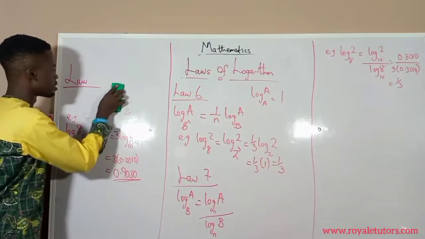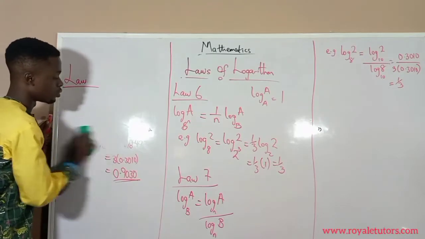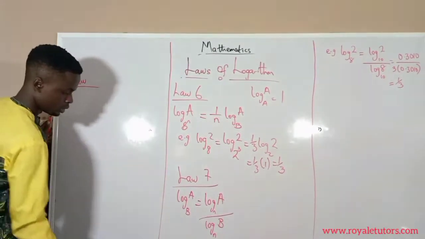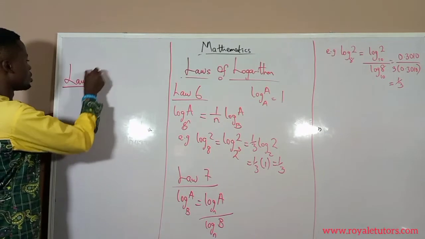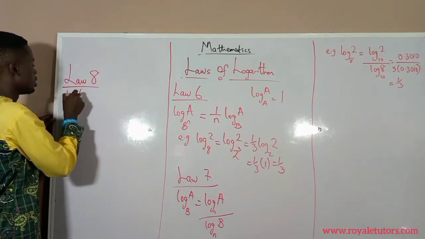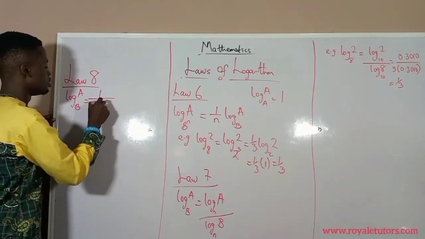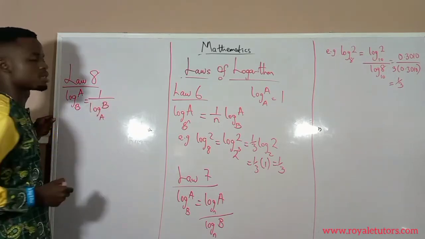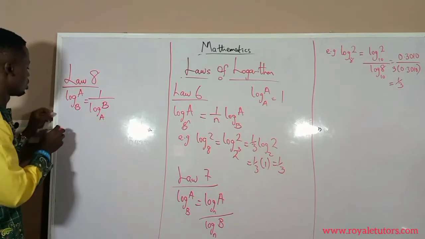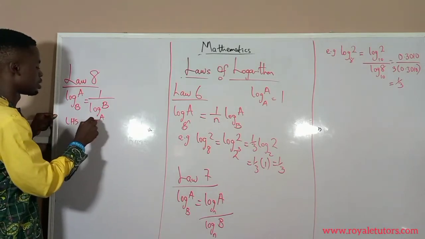Law 8 is very interesting. It's just a direct product of law 7. Law 8 says that log A base B is the same thing as 1 over log B base A. Yes, let us prove it. Let's prove it. Left hand side, you have your right hand side here.